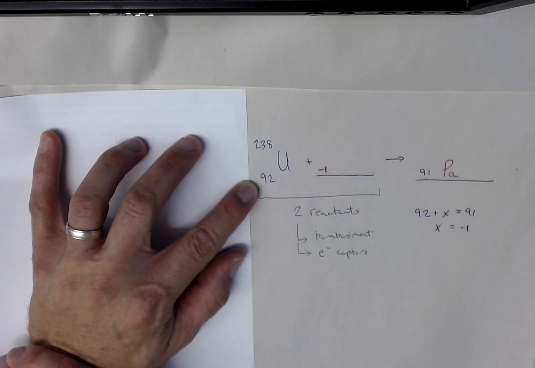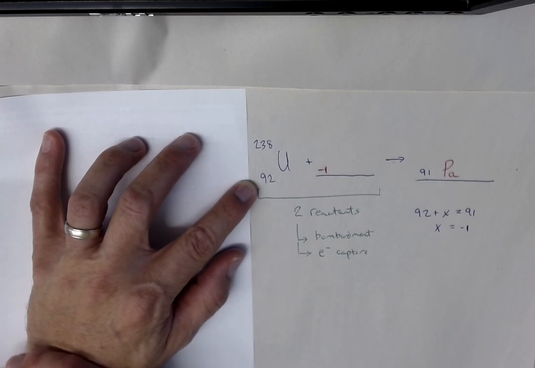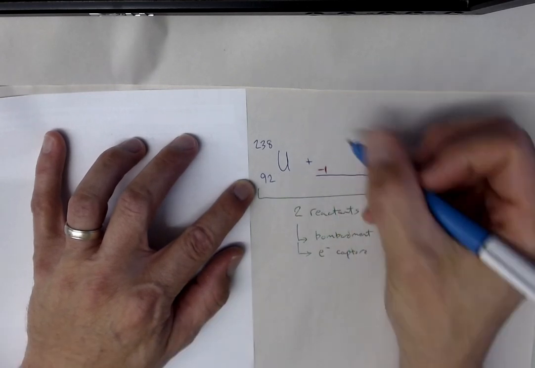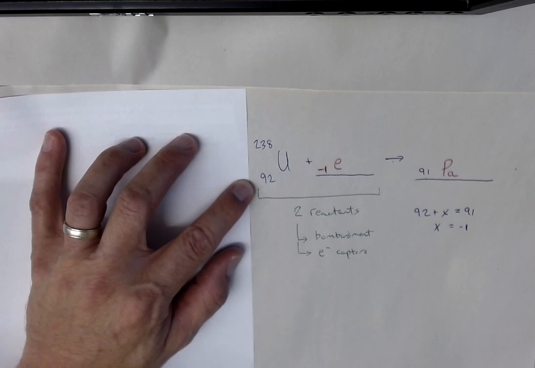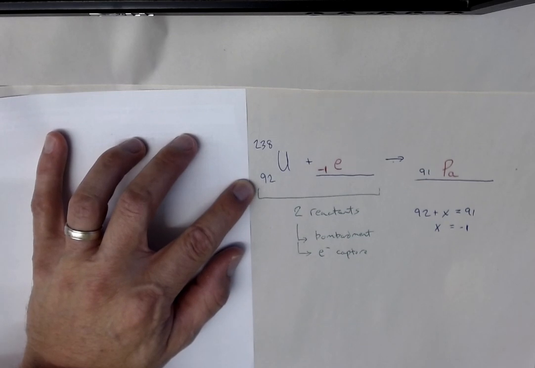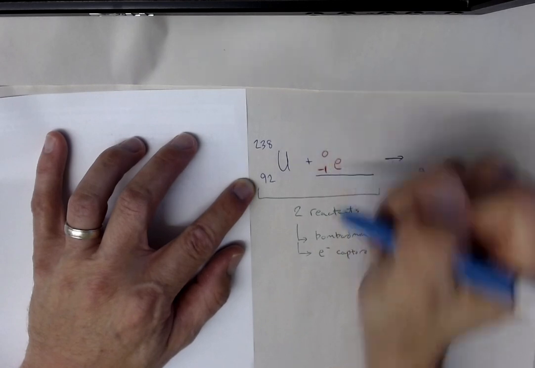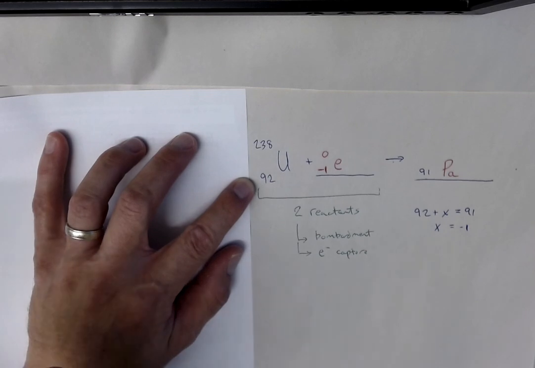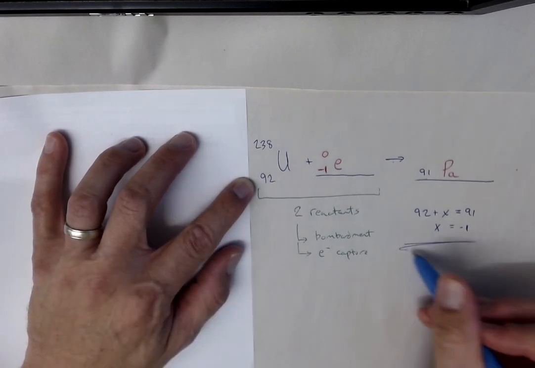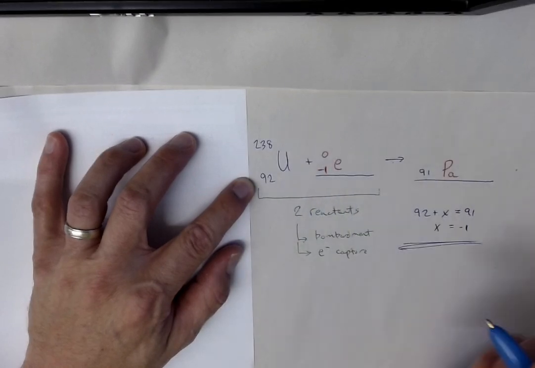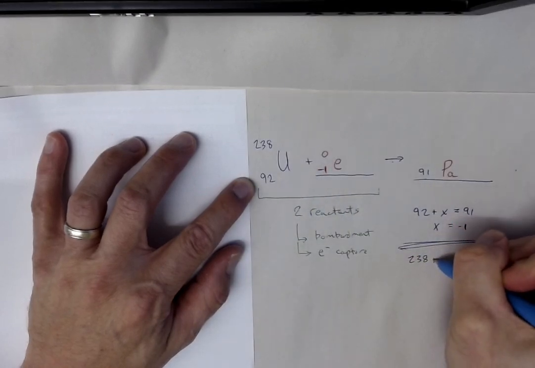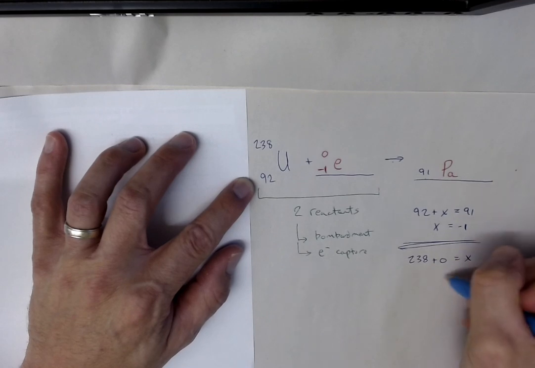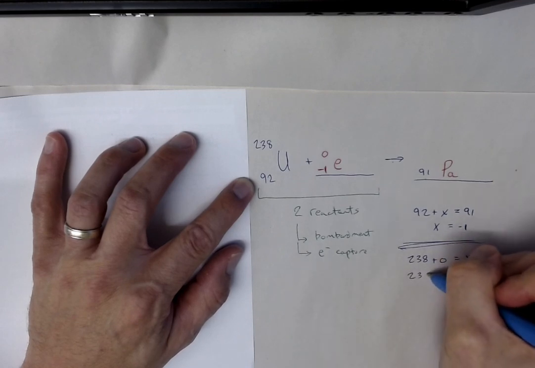Now I ask myself, what has an atomic number of -1? That doesn't even make sense. There's no element on the periodic table with a negative atomic number. But when I think about my special particles, I say, oh, when there's a -1, that is an electron. And I know that an electron has no mass, so there's a 0 for the mass number. And so now if I do conservation of mass number, 238 plus 0 equals x. Well, x is equal to 238.